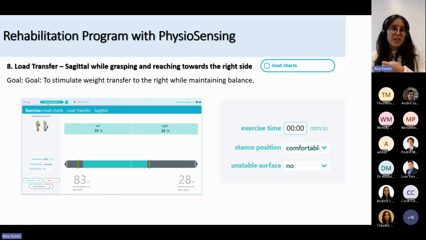Okay, and to finish, just another suggestion. We have also in the load charts an exercise, load transfer in the medial lateral plane. Here we want to stimulate movement, weight transfer to the right. So we can ask the patient to try to reach something on the right and to reach a specific value of weight transfer here in the graph. So you can see how much weight the patient is transferring from one side to the other side. These are just some examples.